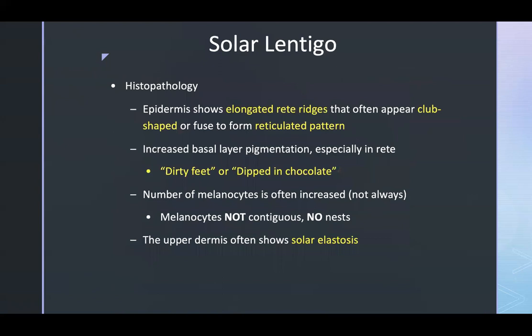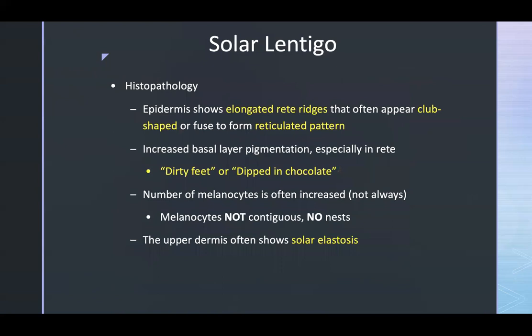Solar lentigo histopathology includes epidermis, which shows elongated rete ridges that often appear club-shaped or fused to form a reticulated pattern. This increased basilar pigmentation, especially in the rete, is known as dirty feet or dipped in chocolate appearance.